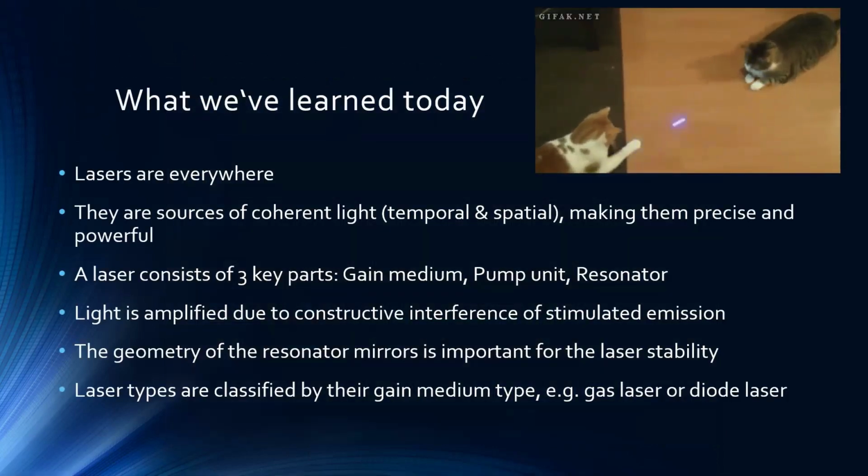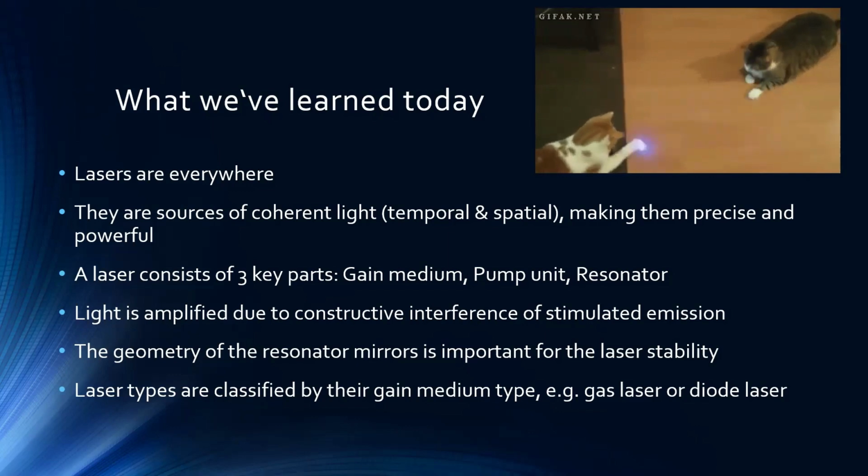Wow, we're already approaching the end here. Let me briefly summarize what we've learned today with this funny cat meme to get everyone's attention back in case it was too boring. We've learned that lasers are pretty much everywhere around us, because they're sources of coherent light, both temporal and spatial, making them really precise and powerful. A laser consists of three key parts, namely the gain medium, the pump, and the resonator, also called the cavity. It works by light that is amplified due to stimulated emission and then constructively interferes with itself.